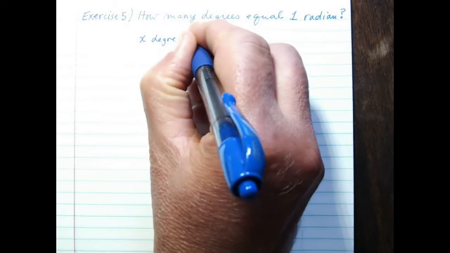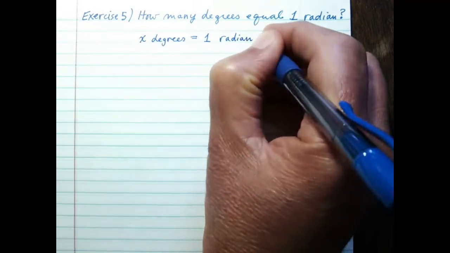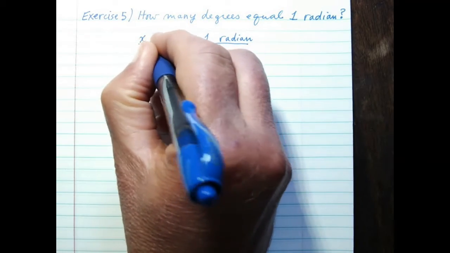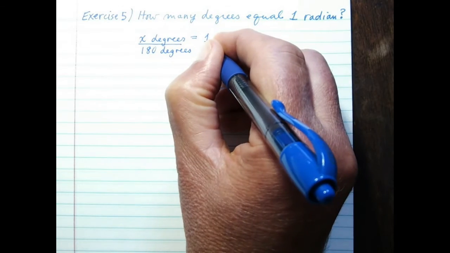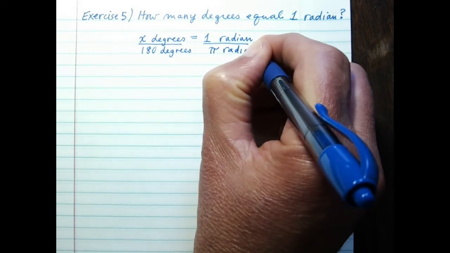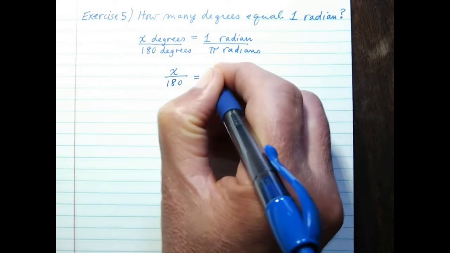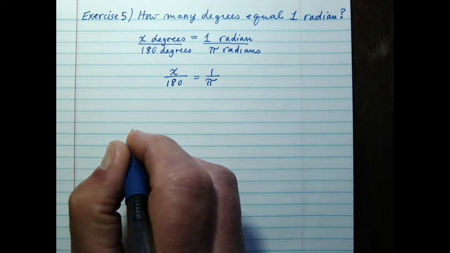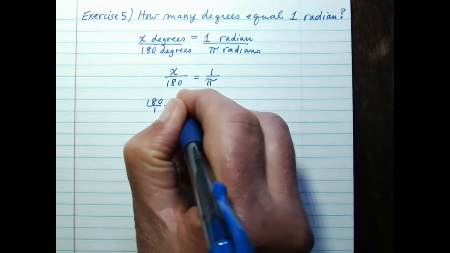So we want to know how many degrees equal 1 radian. We're trying to solve for x here. And underneath, I'm going to write a relationship I know. I know 180 degrees is equal to pi radians. And I get a very simple equation here: x over 180 equals 1 over pi. And now I can multiply both sides by 180 to solve for x.